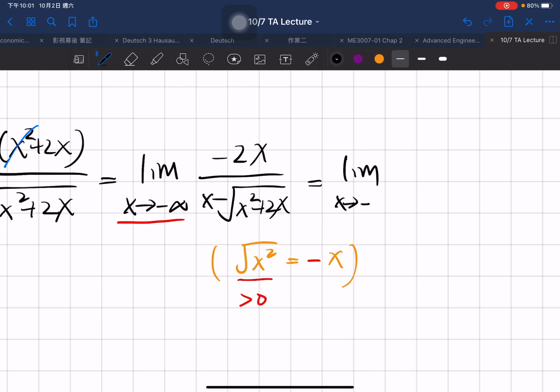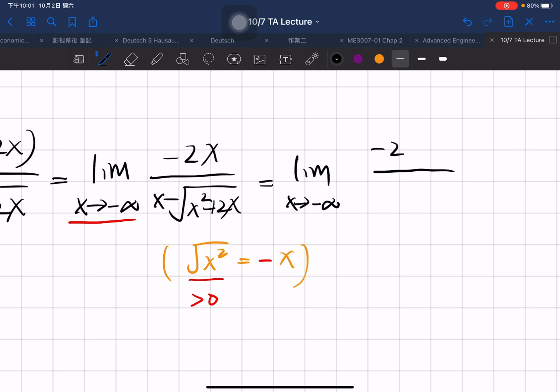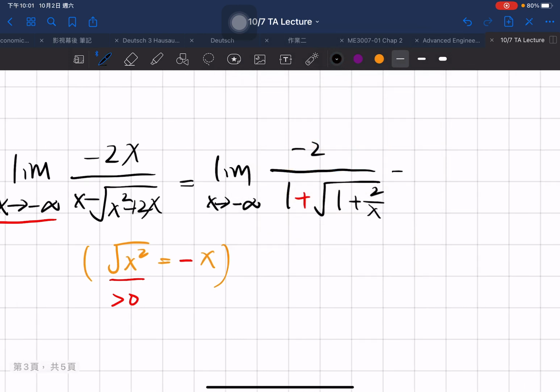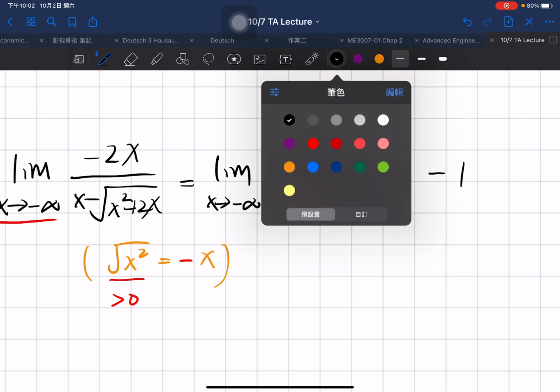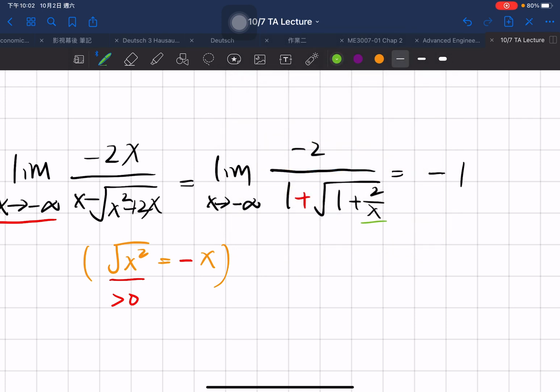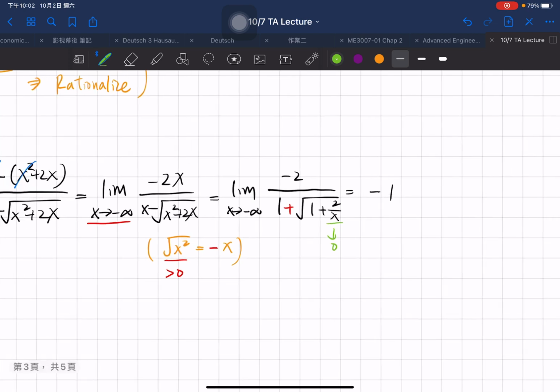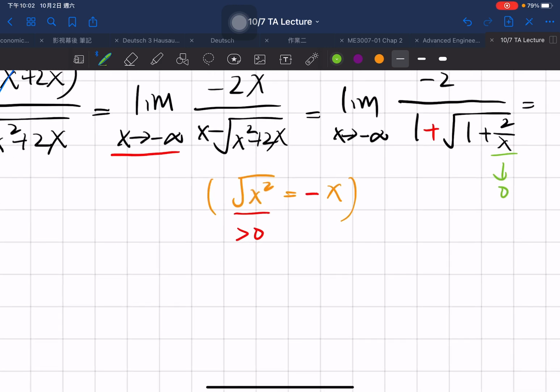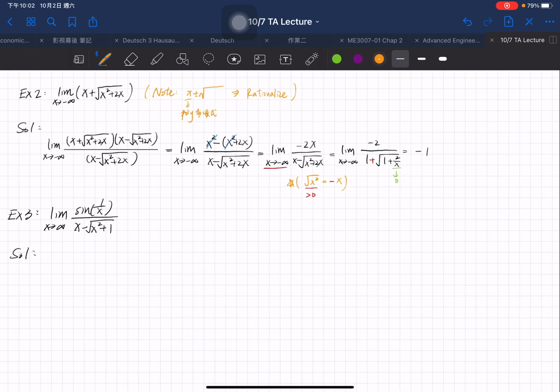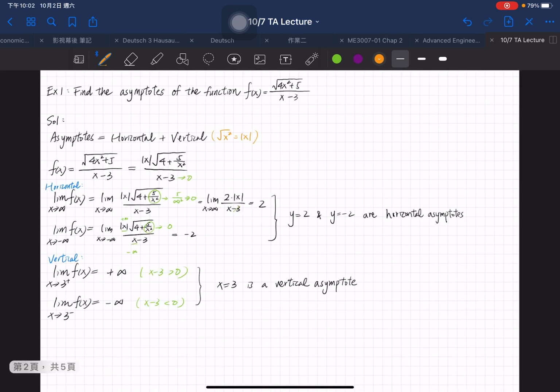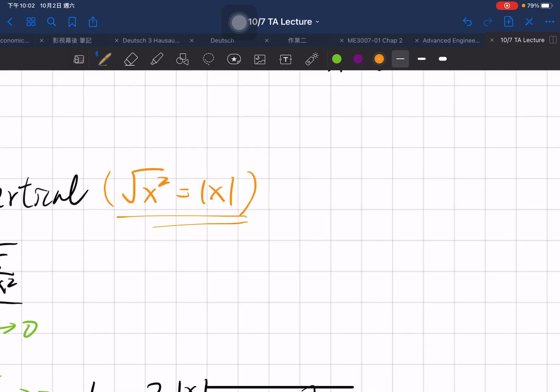And we take it out. So now we take it out, 1 plus. Okay, so this one is plus, you change from minus to plus. And at the end, you'll get minus 1, because this term goes to 0. Okay, so you get minus 1. Make sure that you don't mess up this part.